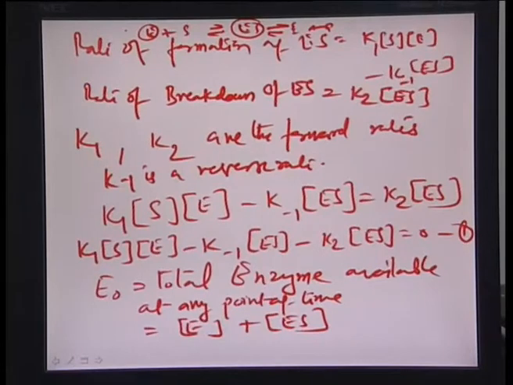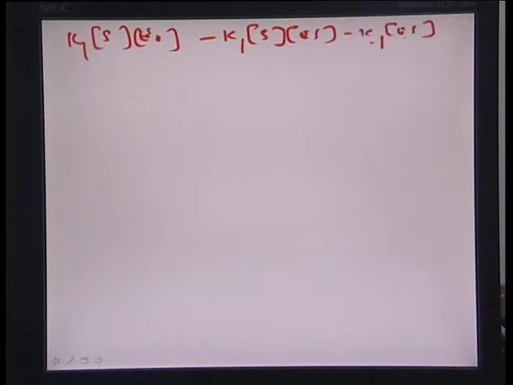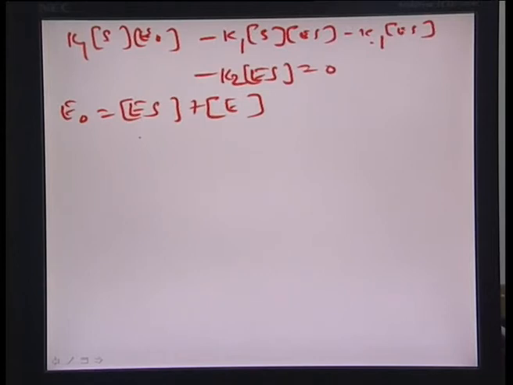Okay. So assuming that to happen in the whole reaction system, we call this equation 2, and we substitute this 2 back in 1. We are left with the equation K1 S times E0, where E0 is the total enzyme concentration at any given point of time, minus K1 times S times ES minus K minus 1 ES minus K2 ES is 0. This is by just substitution of E0, which is equal to the concentration of ES plus concentration of E at a certain point of time in a reaction, the equation 2.